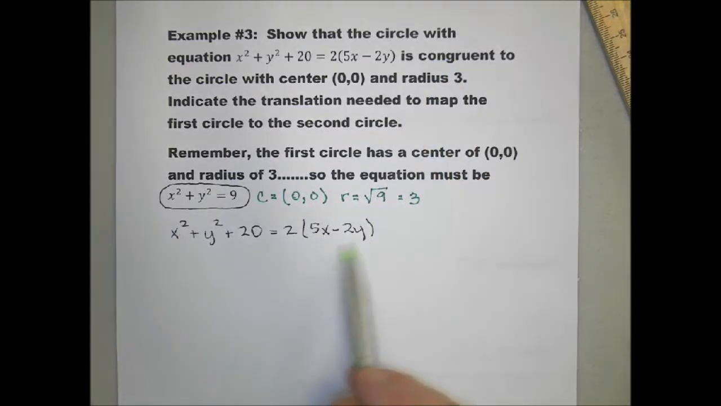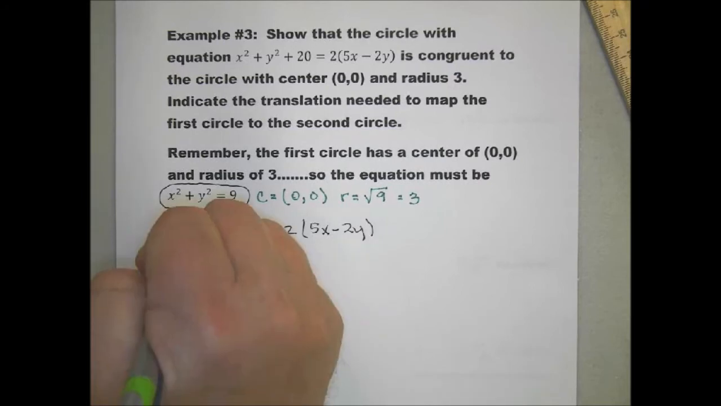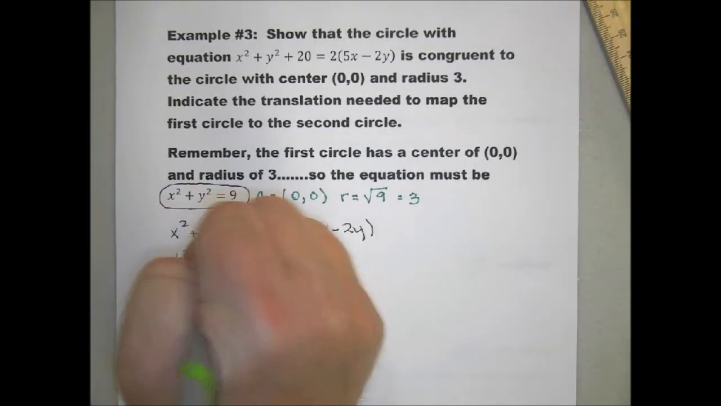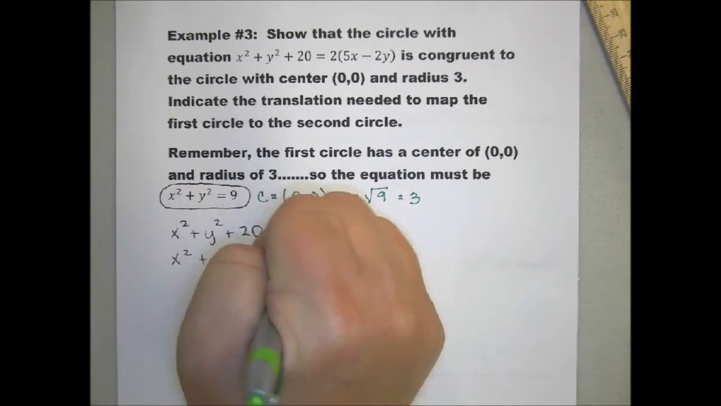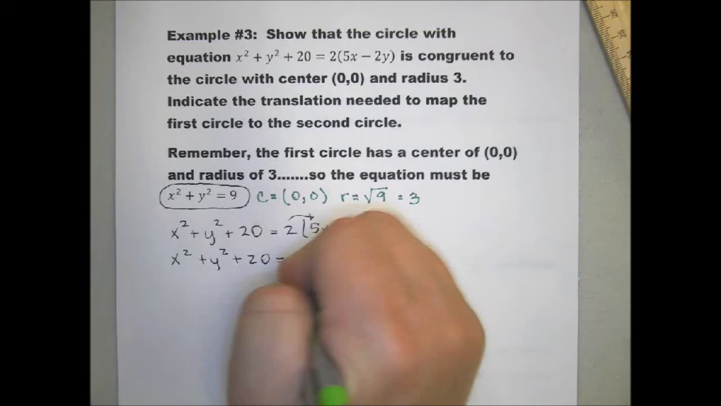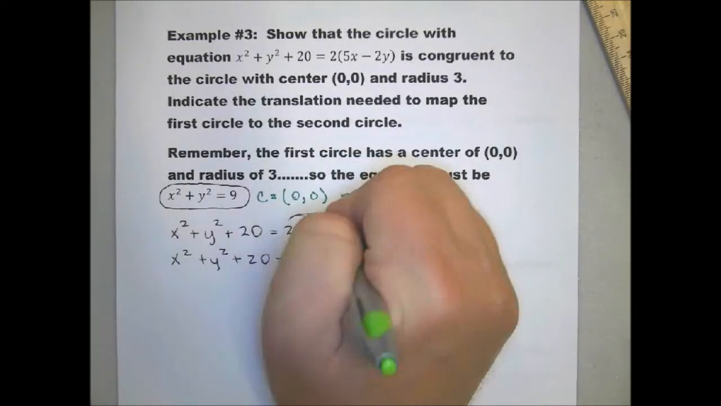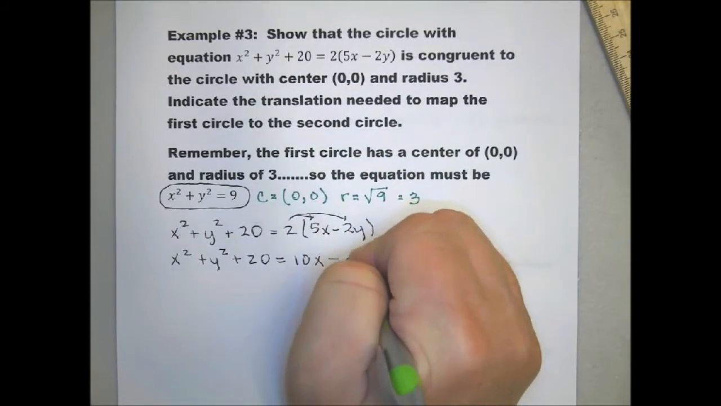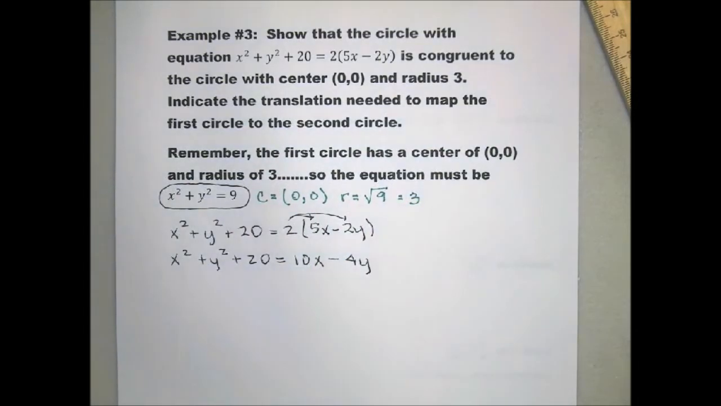Now we just need to start expanding it out. x squared plus y squared plus 20 equals, now the first thing I'm going to do here is distribute, 10x minus 4y. Now the next thing I'm going to do is I need these x's and y's over here, and I need that 20 to go over there. So when anything changes over across the equal sign, it simply changes sign.